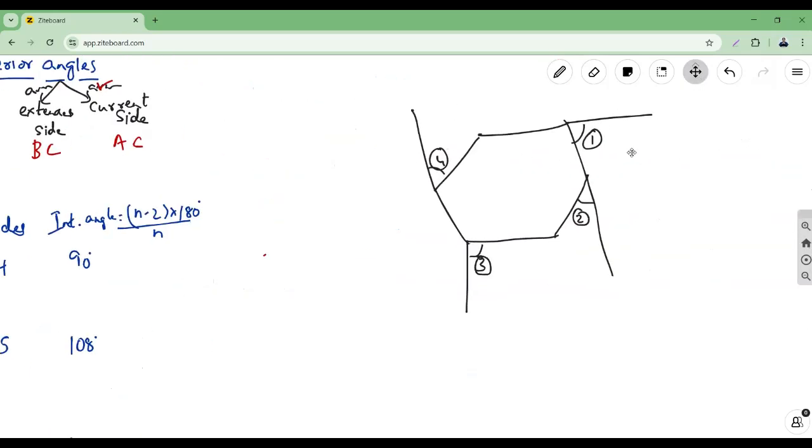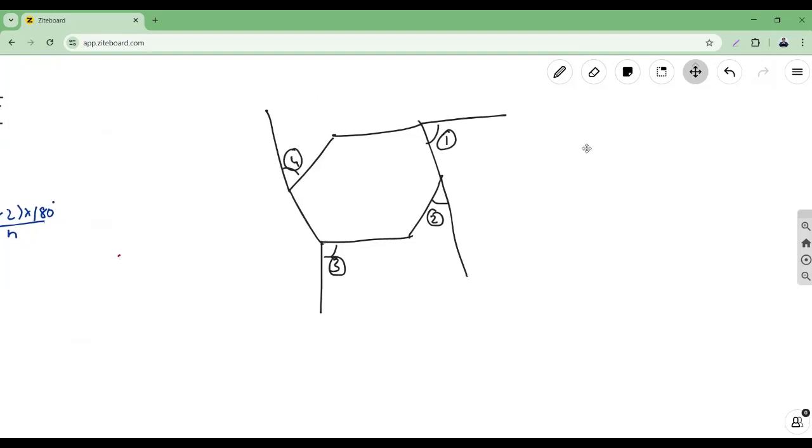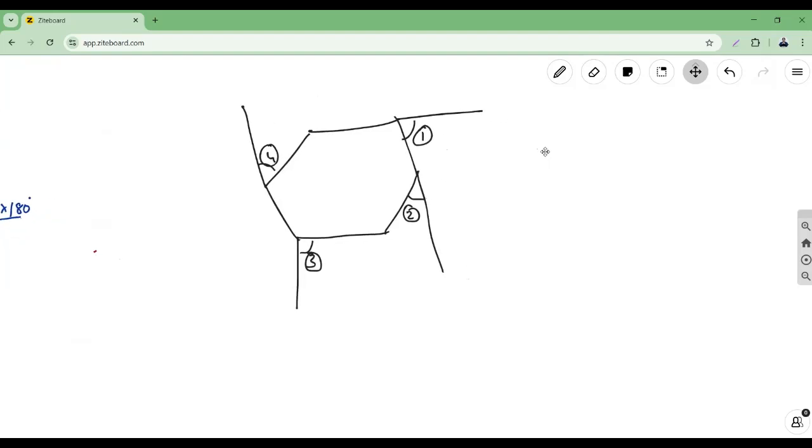This shape I have given, and I have drawn some angles here, and I've labeled angle 1, angle 2, angle 3, angle 4. I want you to pause the video and try to find out which of these are exterior angles and which of these are not. Go ahead, pause the video.